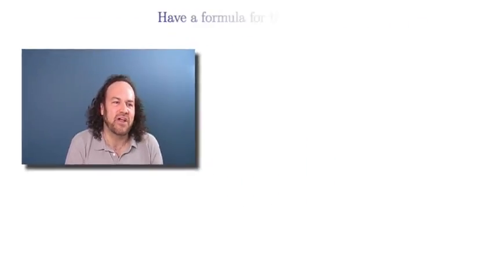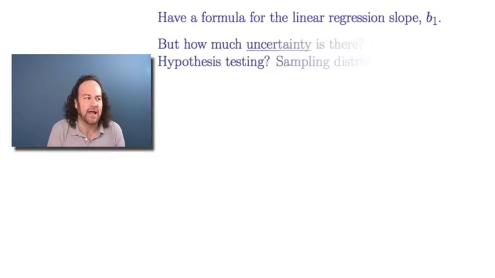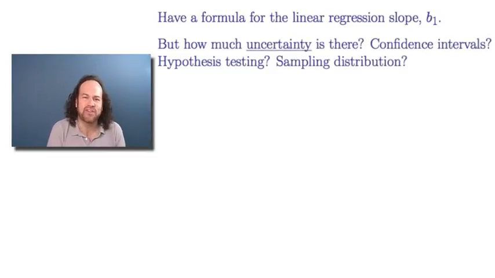So let's consider that. To set it up, let's first of all concentrate on the slope, because that's usually more important. And we have a formula for the B1, the regression slope that we get from the data. And the question, as I said, is what's the uncertainty? Can we get confidence intervals? Can we do hypothesis testing for the true value of the slope?